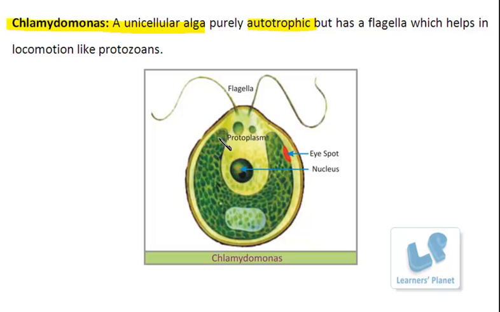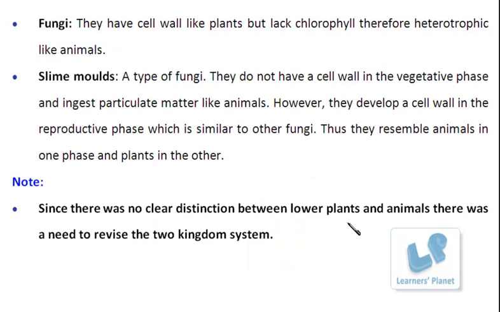You can just see this picture, that it has this large prominent chloroplast here. But unlike plants, it has the flagella and is able to move from one place to another. So now again, in which group should it be placed? Plant kingdom or animal kingdom? Further, the other example is fungi. As I already stated, they have the cell wall like plants, but they lack chlorophyll. That means they are heterotrophic like the animals.